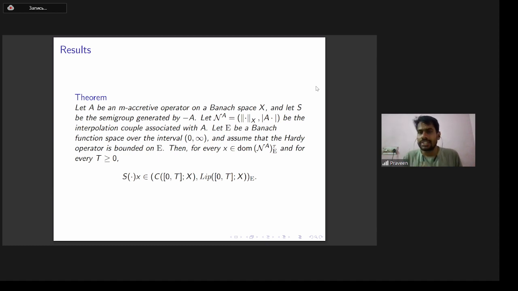So this is a result that I find good, and I'm thinking about applications. We have found some applications to Laplacian operators. So this result I really found good.